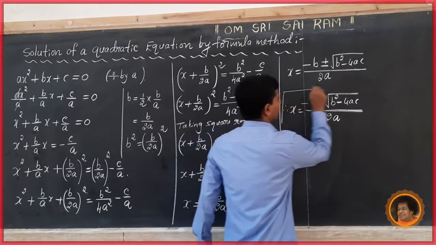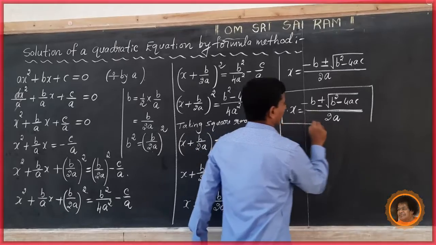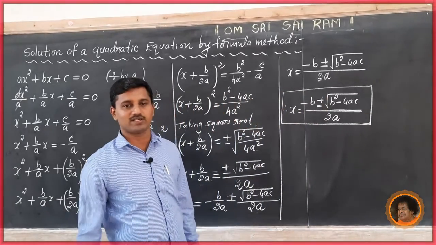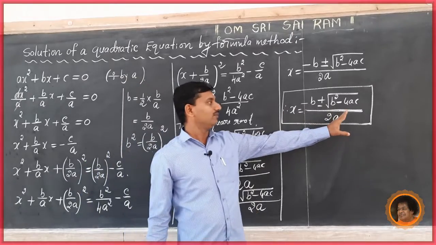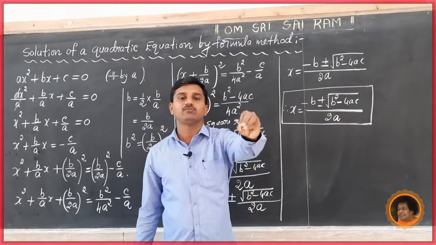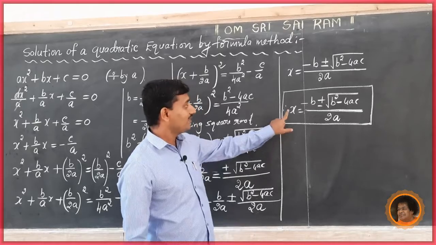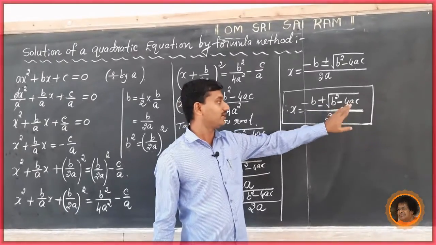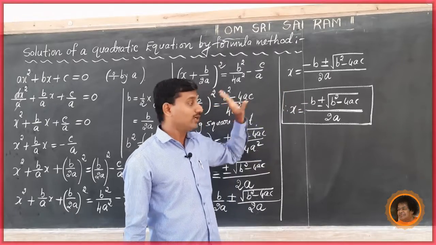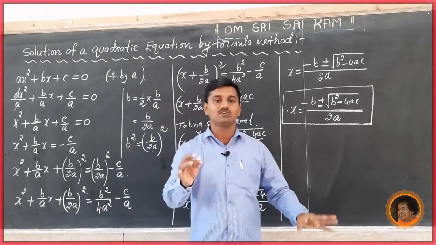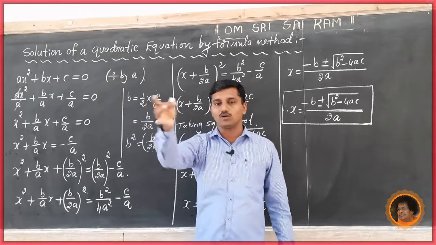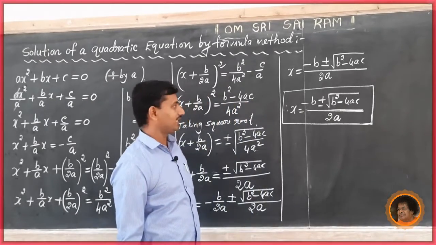So this is known as the quadratic formula. This is the formula to find the roots of the quadratic equation. What is the quadratic formula? x equals minus b plus or minus the square root of b² − 4ac, divided by 2a. With the help of this formula we can solve the quadratic equation ax² + bx + c = 0, or find its roots.